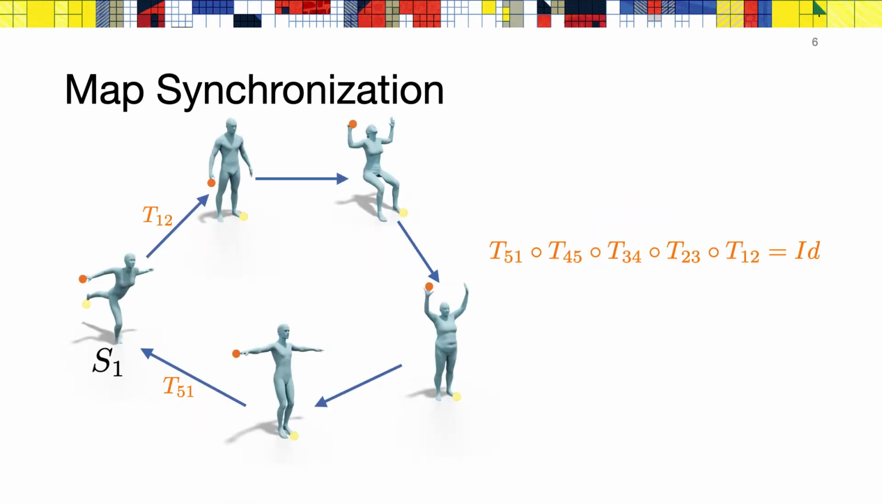The basic idea of map synchronization is to regularize the map network by enforcing cycle consistency. By that, we mean the composition of maps along any cycle in the network should equal the identity map. This idea has been studied for a long time.